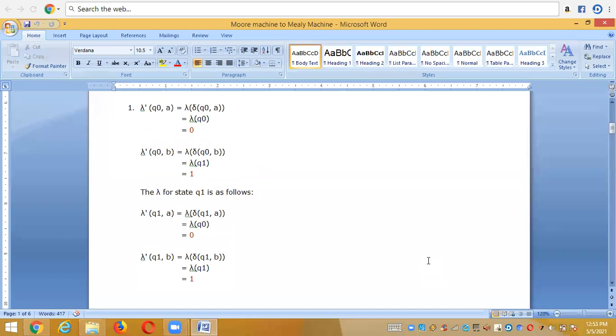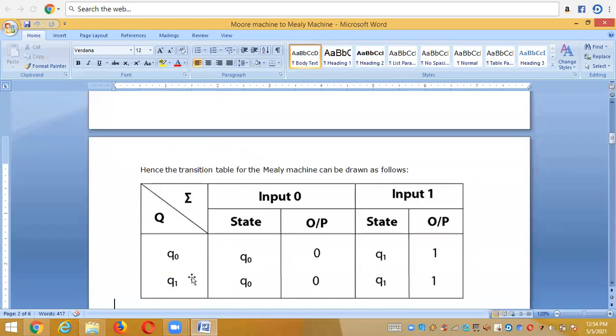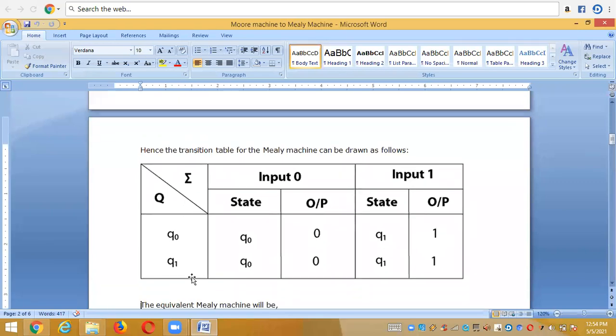See here, q naught with a is q naught, and the output is 0. q naught with b is q1, and the output is 1. q1 with a is q naught, and the output is 0. q1 with b is q1, and the output is 1. Whatever calculation we did here using the extended output mapping function, we represent in the form of a table like this. And this is the equivalent Mealy machine.